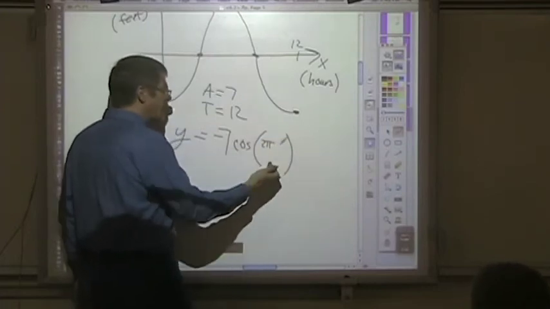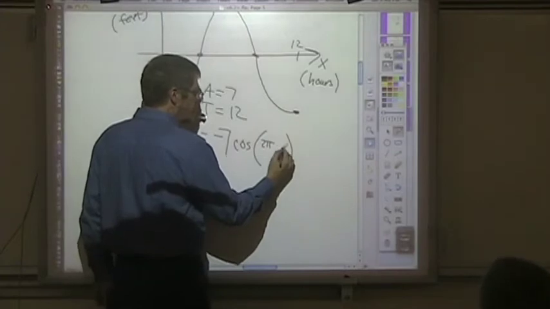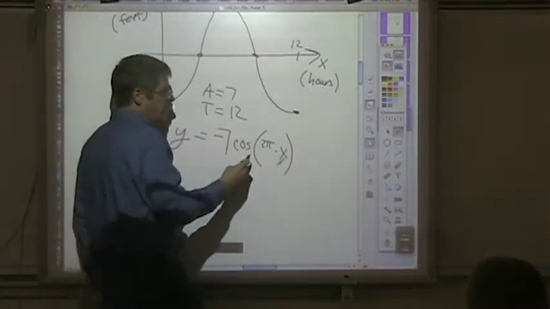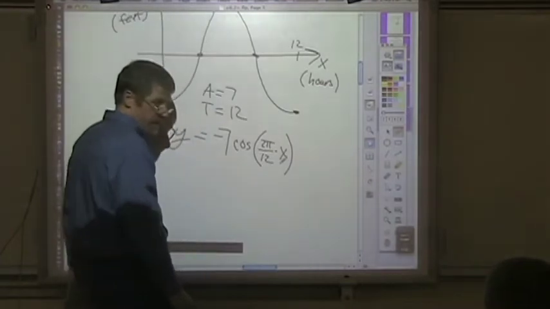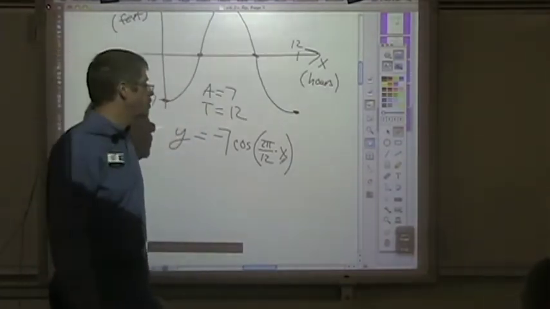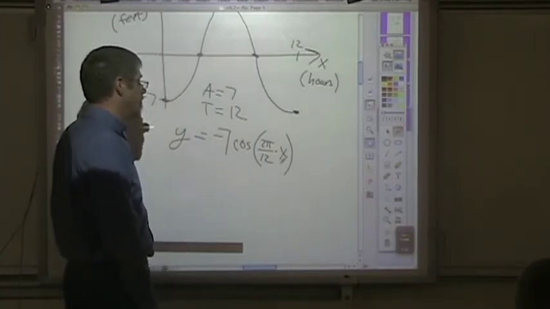2 pi has got to be somehow altered. Min times x. Well, I'd like to argue that the period is always going to go under the 2 pi. I think, here, let's see if I can make that work. 2 pi over the period. Will that truly give us a period of 12?